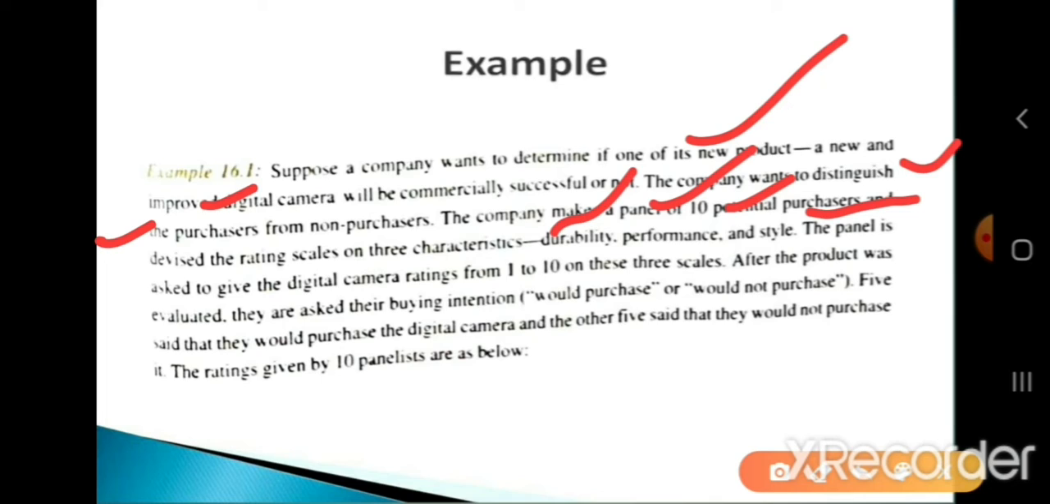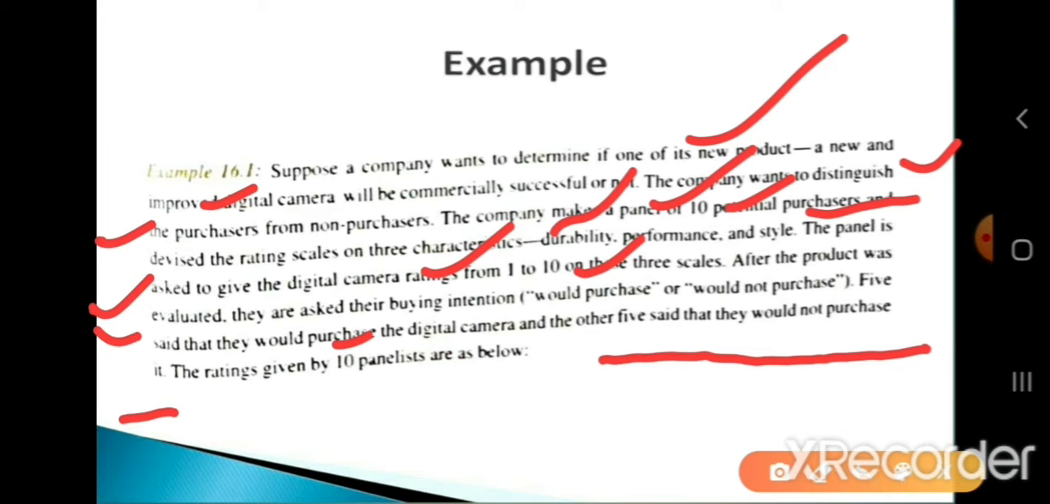The panel is asked to give the digital camera a rating from 1 to 10 on these three scales. After the product was evaluated, they were asked their buying intentions, whether they would purchase or would not purchase on the basis of the three characteristics. Five said that they would like to purchase the digital camera, and the other five said they would not like to purchase the camera. So the ratings of these 10 panelists are given here on the basis of three characteristics: durability, performance, and style.